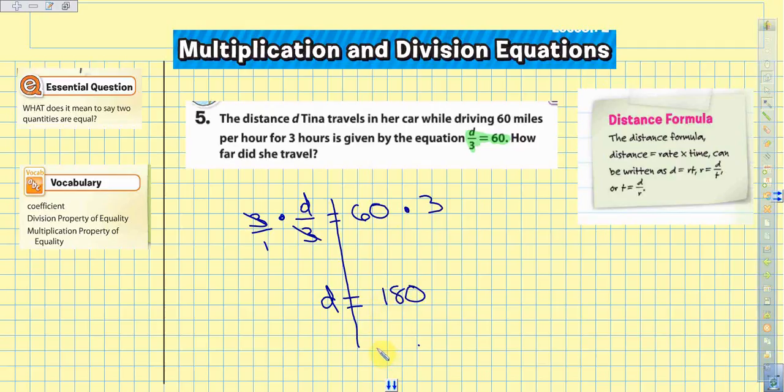Well, 60 times 3, 180. How far did she go? She went 180 miles. Makes sense. If she's going 60 miles per hour, you got to multiply that by 3, 180 miles. Try one on your own.